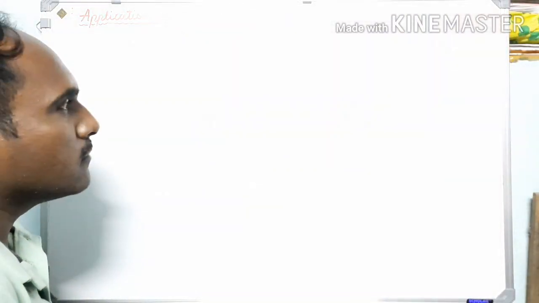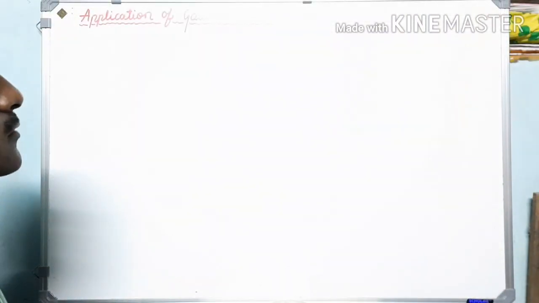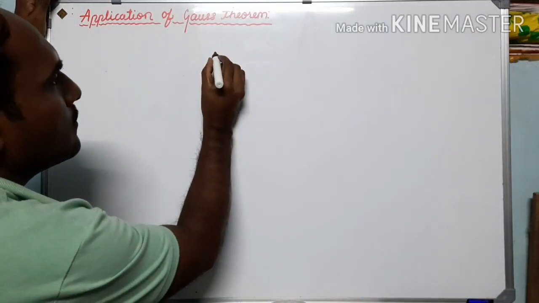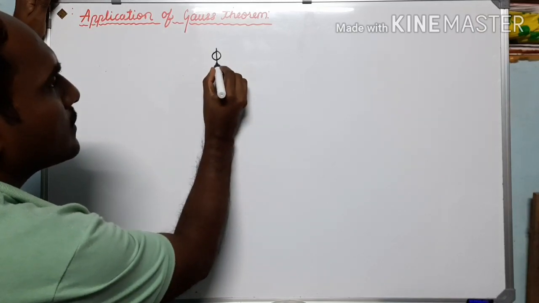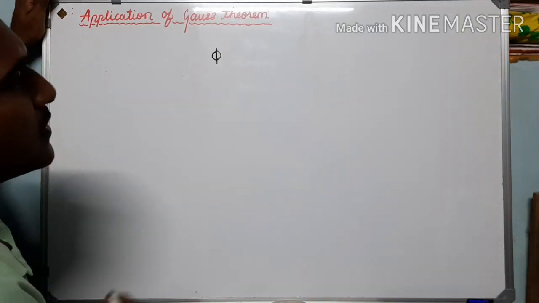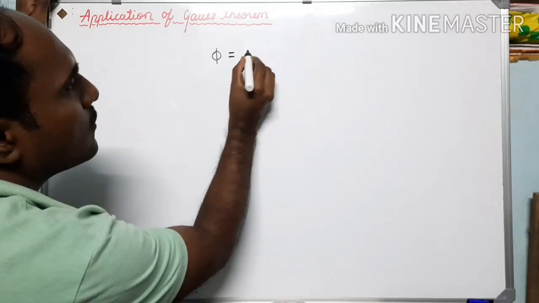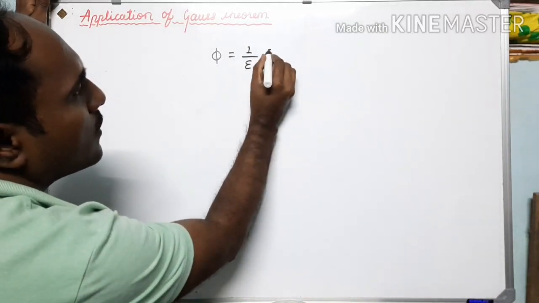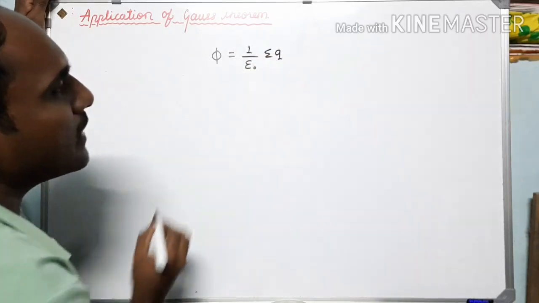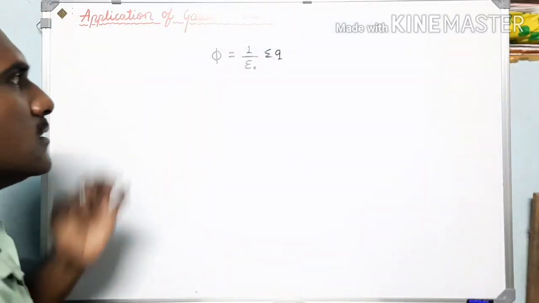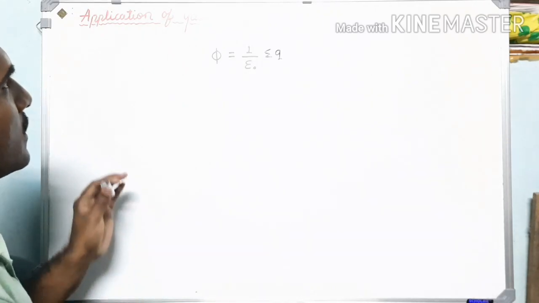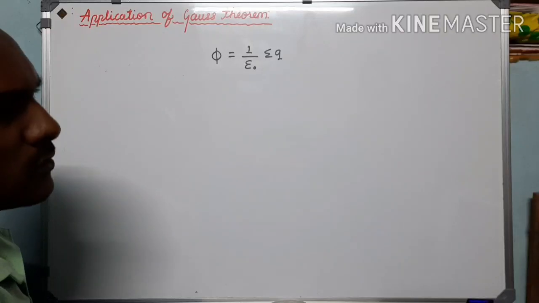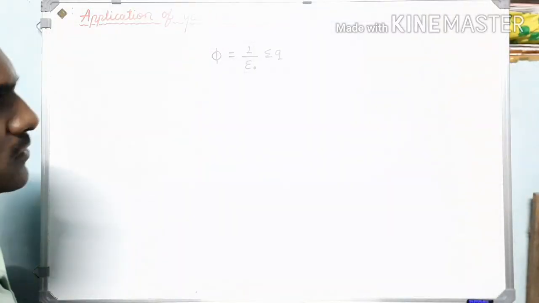Okay, my dear students, already you learned about Gauss theorem. According to Gauss theorem, the total electric flux across any closed surface in air medium is always equal to 1 upon epsilon naught times the total charge enclosed by that surface. This is Gauss theorem. In this video, we are going to study what are the applications of Gauss theorem. What is the use of Gauss theorem?